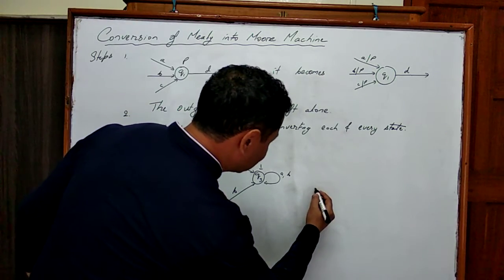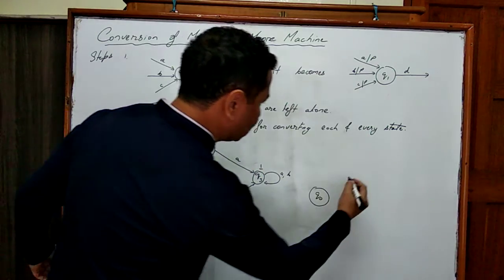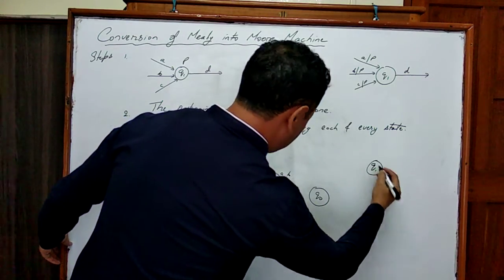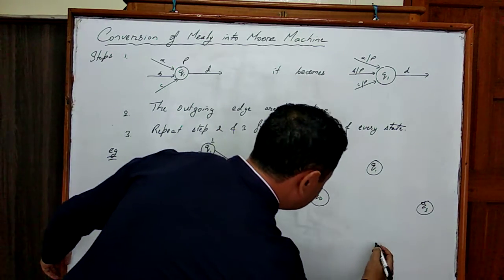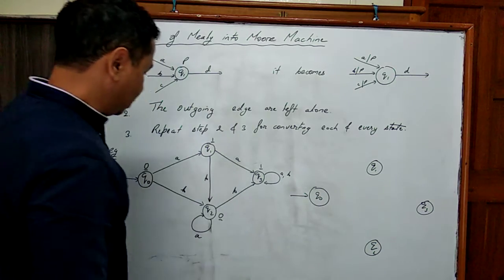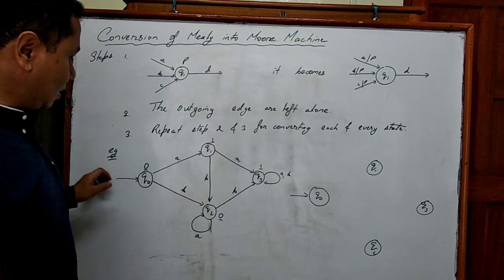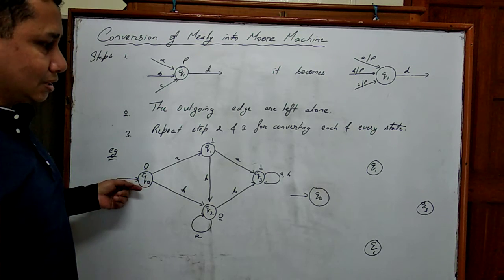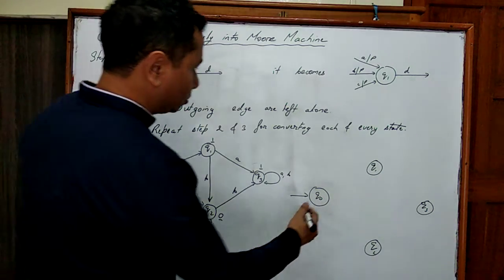So we'll do it like this. We'll make it again the same thing. The same diagram, we will make it as Q0, Q1, Q3 and Q2. Now if you notice, Q0 is the initial state. Since Q0 doesn't have any input to it, it is just the initial state, so we can leave it as it is.